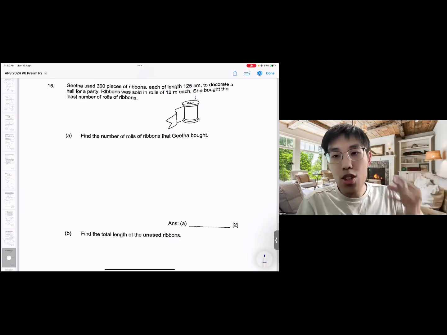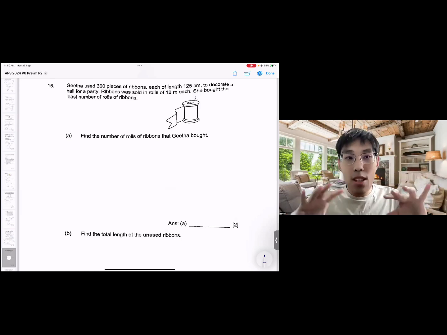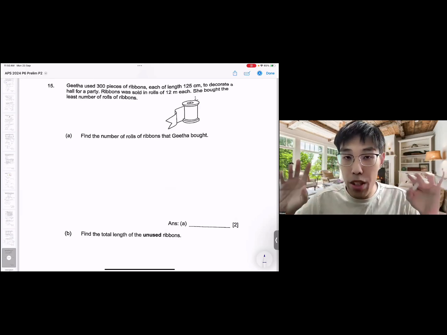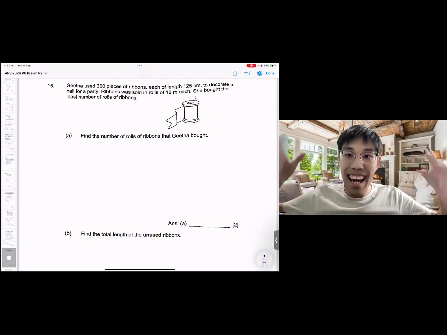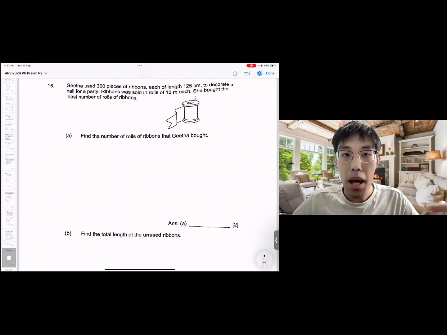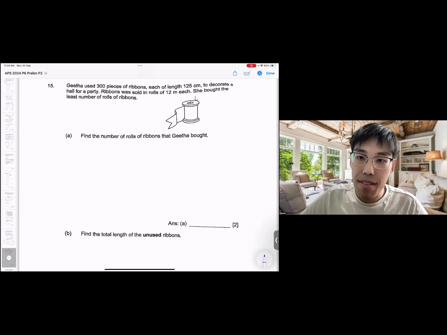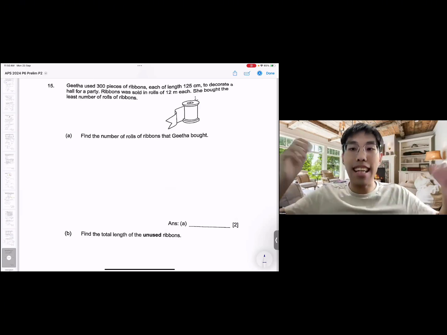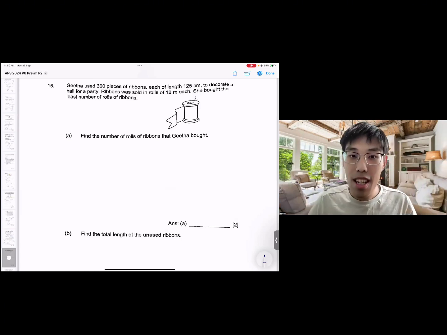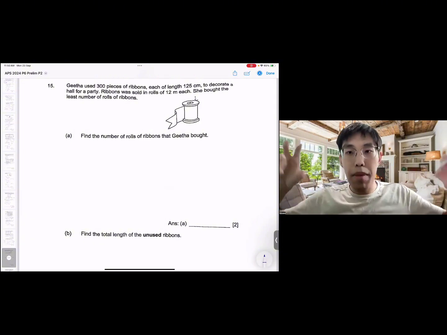From here, yes, you may be right in the sense that I do need 300 pieces of 125 cm. That is the total length of ribbon I need. But when it comes to buying stuff, we cannot just take it and divide by 12 like that, because I'm not going to connect all the ribbons together and then cut.